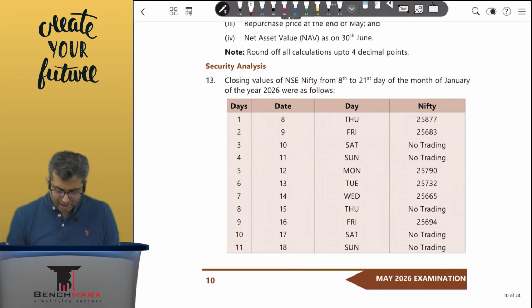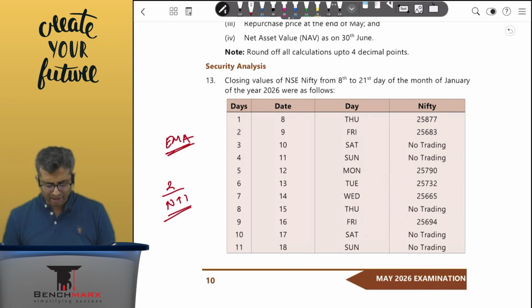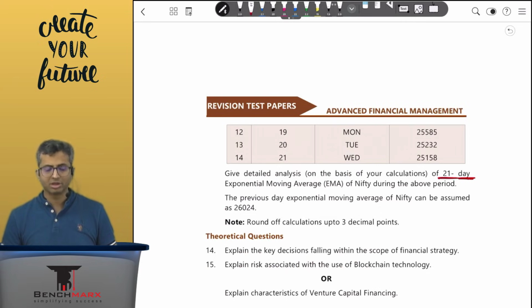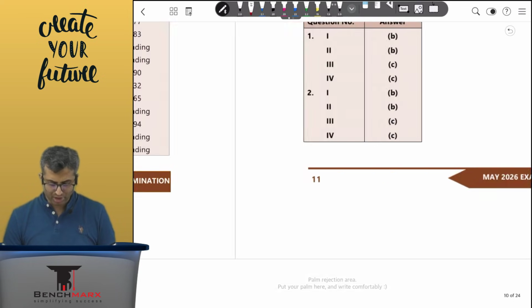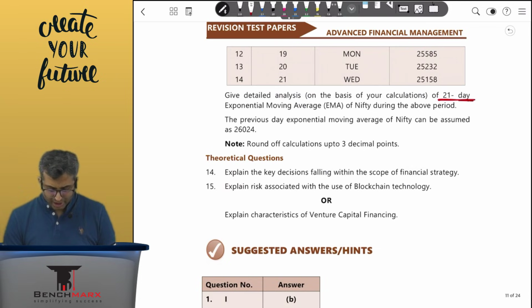In security analysis, I think there is this concept of exponential moving average, where you take the exponent factor as 2 divided by n plus 1 and accordingly solve. So over here, if you have to find for a 21 day, that is I think 2 divided by 21 plus 1, and you can find the moving average accordingly, and that's about it.